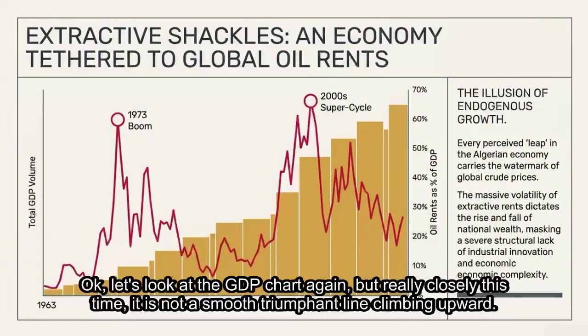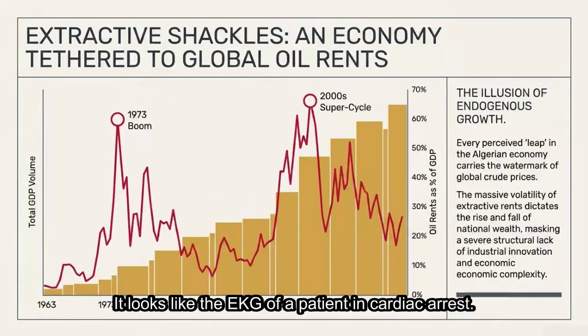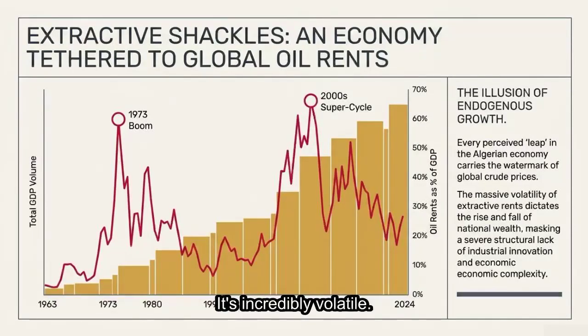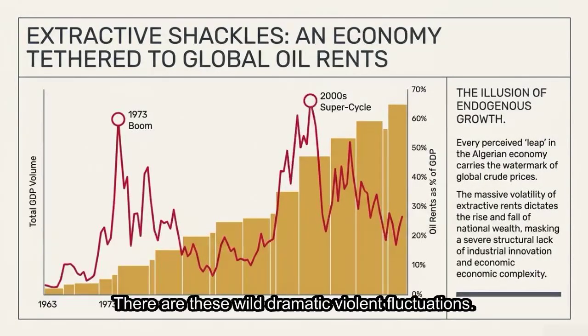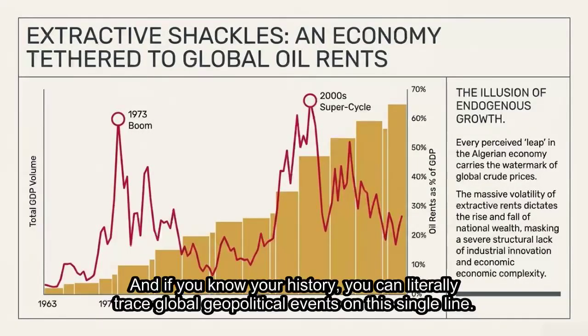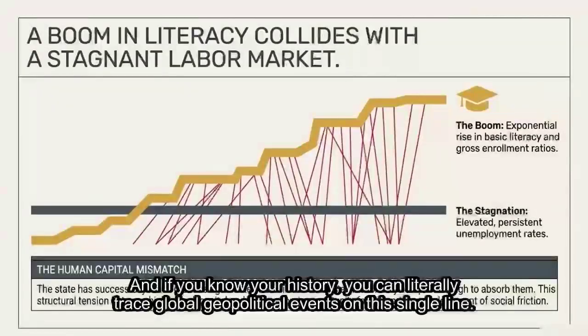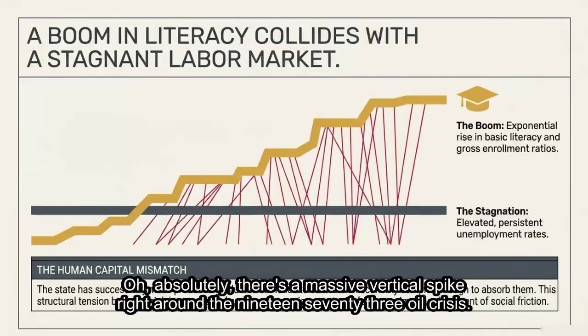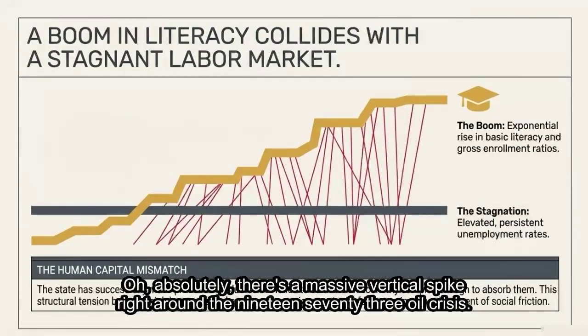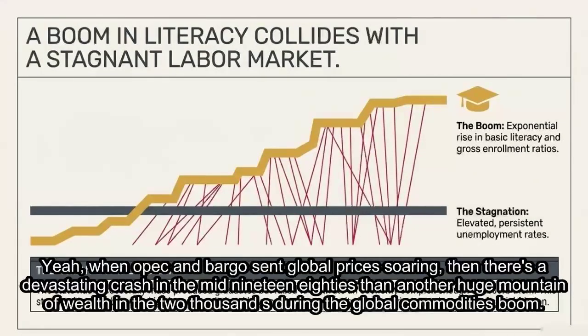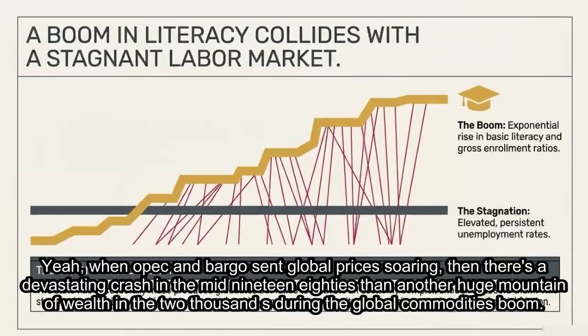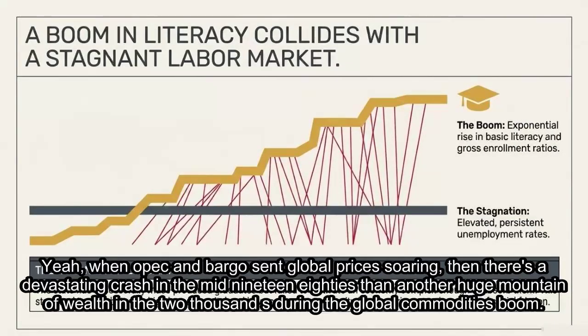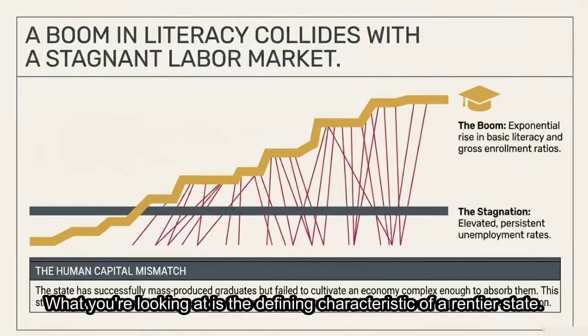Okay, let's look at the GDP chart again, but really closely this time. It is not a smooth, triumphant line climbing upward. It looks like the EKG of a patient in cardiac arrest. It's incredibly volatile. There are these wild, dramatic, violent fluctuations. And if you know your history, you can literally trace global geopolitical events on this single line. Oh, absolutely. There's a massive vertical spike right around the 1973 oil crisis when OPEC embargoes sent global prices soaring. Then there's a devastating crash in the mid-1980s, then another huge mountain of wealth in the 2000s during the global commodities boom. What you're looking at is the defining characteristic of a rentier state.